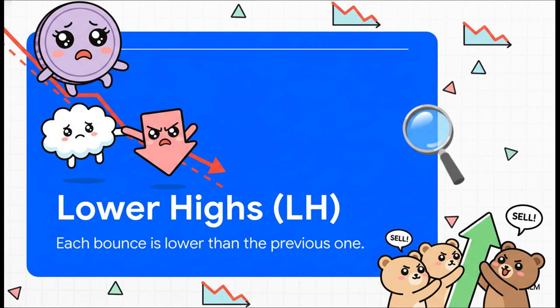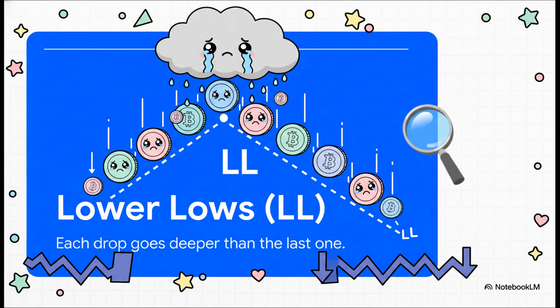Each peak or high can't even make it back to where the last peak was. We call these lower highs, and they're a dead giveaway that sellers are in charge, pushing the price down from lower and lower points. And then, right after each of those weak little bounces, the price falls again. And this time, it drops to a new low that's even deeper than the last one. This creates the second part of the pattern, lower lows. This constant cycle of making new, deeper lows is the classic signature of a downtrend.